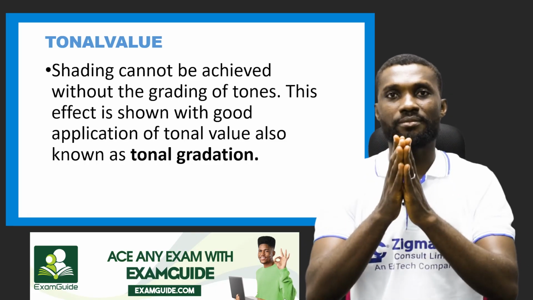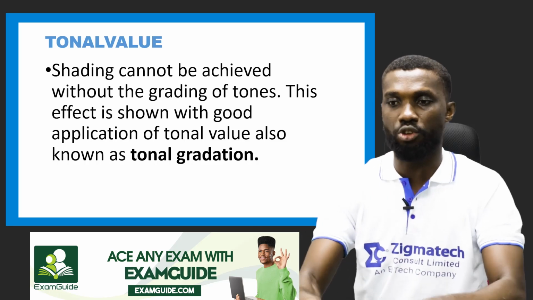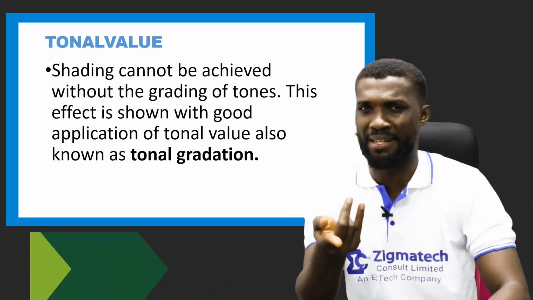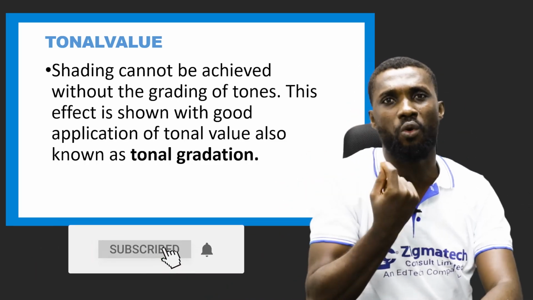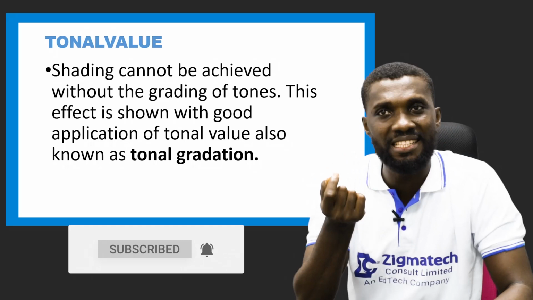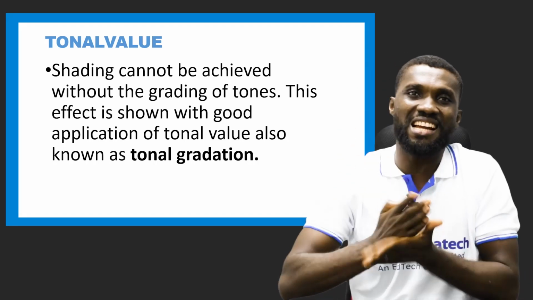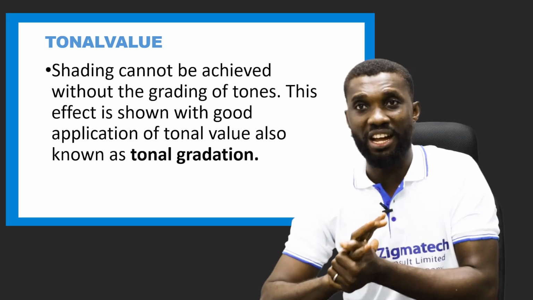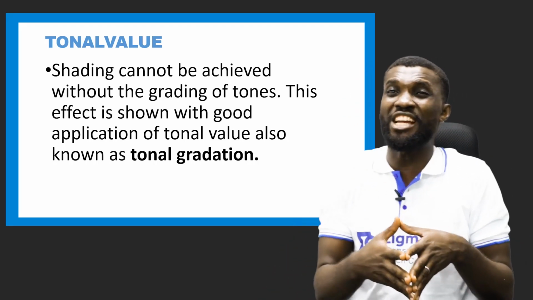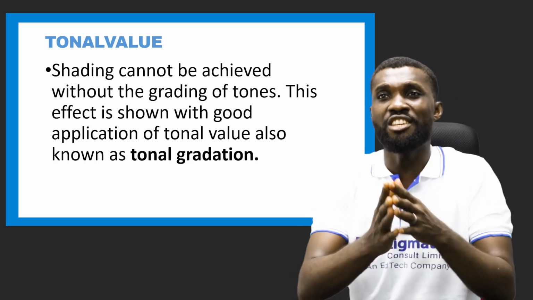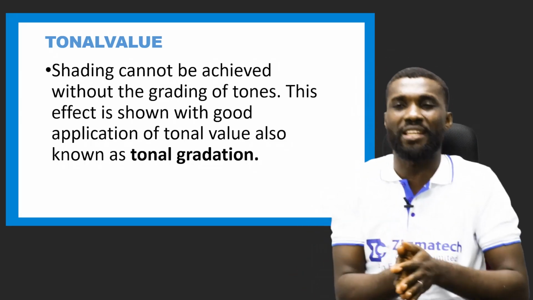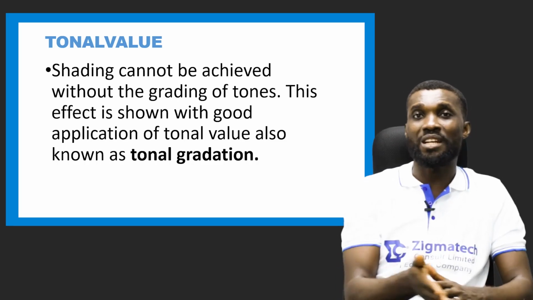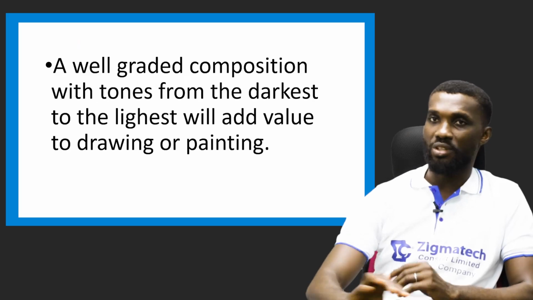So drawing and painting without properly observing this tonal value, which is what we are learning now. Remember the question I asked you: how do you make a work of art magnetic? This is one secret: understanding the principles of what? Tonal gradation or tonal value, which I told you is the shading, the effect shown with good application of tonal value, to show the difference between the darkest point and the lightest point, which is known as tonal gradation.